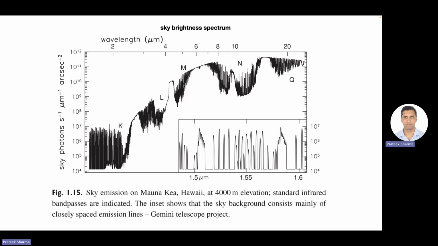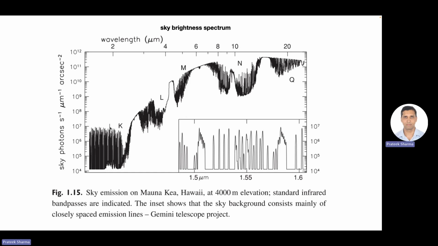And you see these KLMN bands. So this is 2 microns. So this is infrared, right? This is near infrared. And you have these windows where you have somewhat less sky emission. So your observational bands are located in these zones where there is less sky emission, so that it's easy to subtract out the sky.